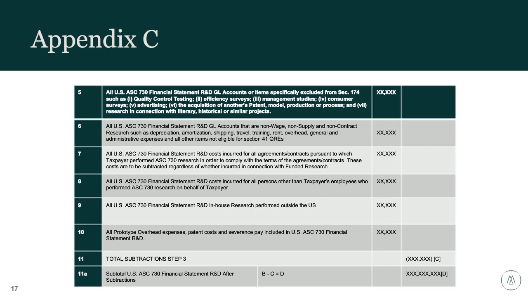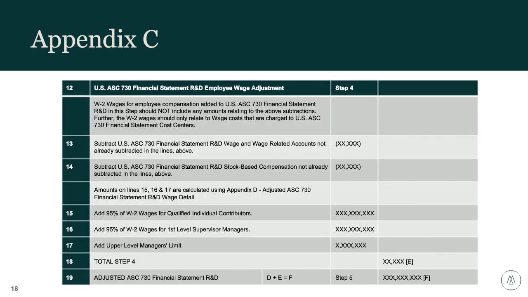And then number 10 is just any prototype overhead expenses, patent costs, severance pay. These would also be removed in the traditional method for calculating the credit. So it's not a new concept. It's just something that would be included in ASC 730 that would not be included in the R&D tax credit calculation. Appendix C is very long, as you can see.